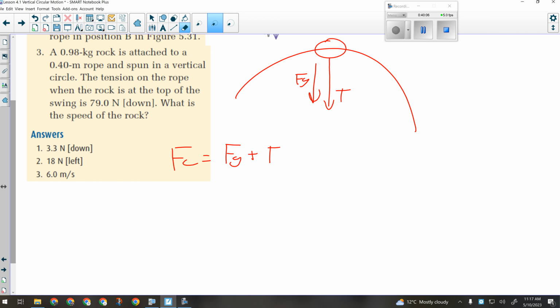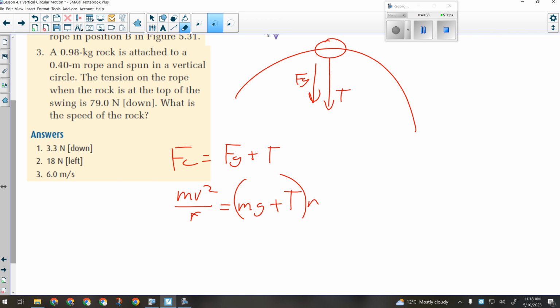So if I'm looking for the speed of the rock, that's part of Fc. I want to plug in my formulas: mv squared over r equals m times (g plus T). Now, if I'm going to manipulate this for v, I need to first multiply both sides by r. But that means I need to enclose this in brackets, because I'm bringing something over and multiplying by that side, so I need to do that side first and then multiply by r.